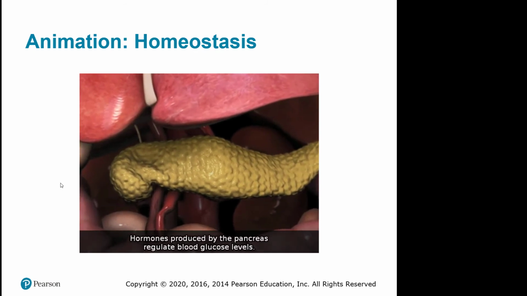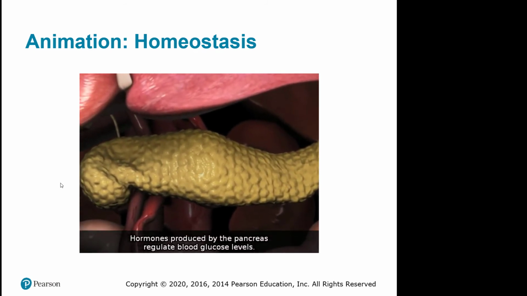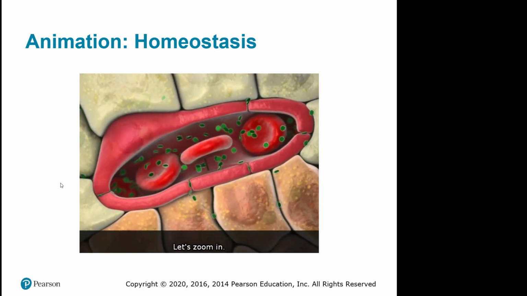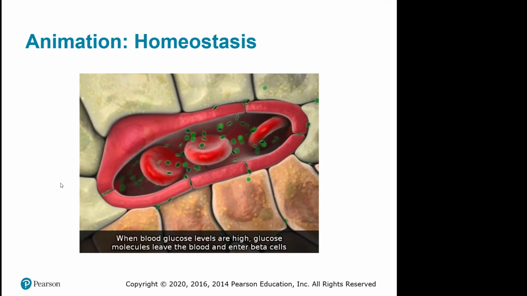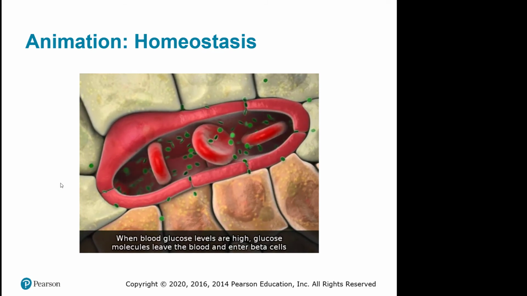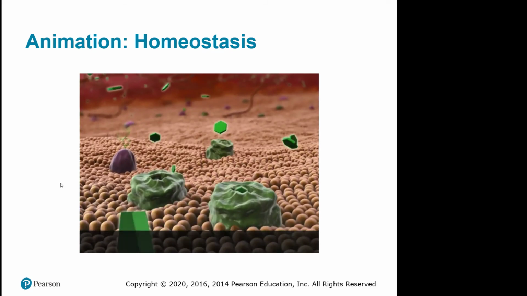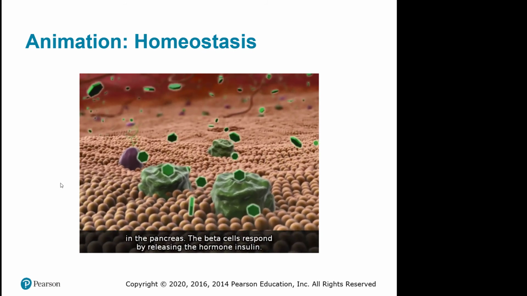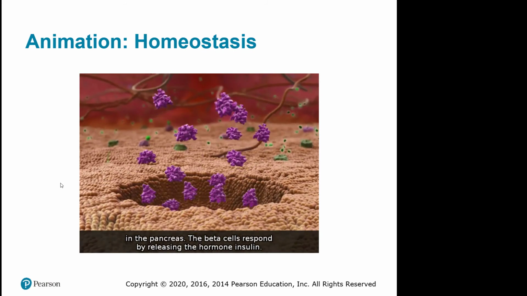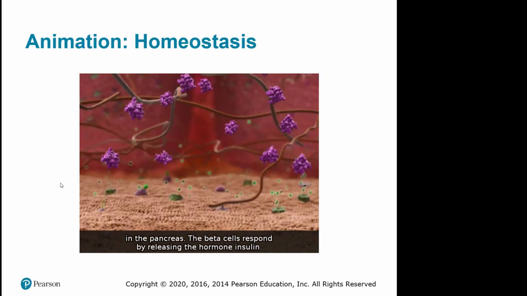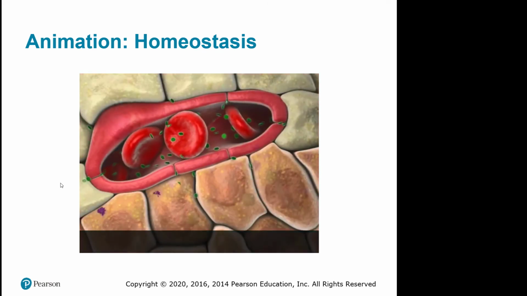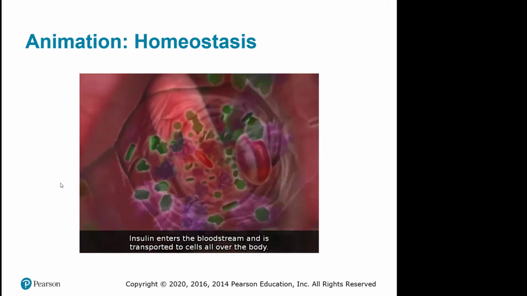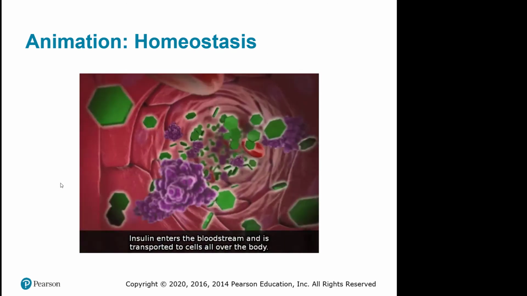Hormones produced by the pancreas regulate blood glucose levels. Let's zoom in. When blood glucose levels are high, glucose molecules leave the blood and enter beta cells in the pancreas. The beta cells respond by releasing the hormone insulin. Insulin enters the bloodstream and is transported to cells all over the body.